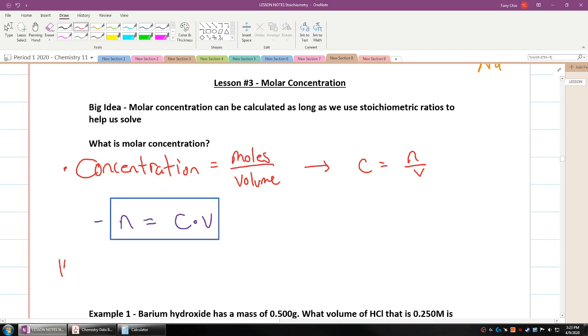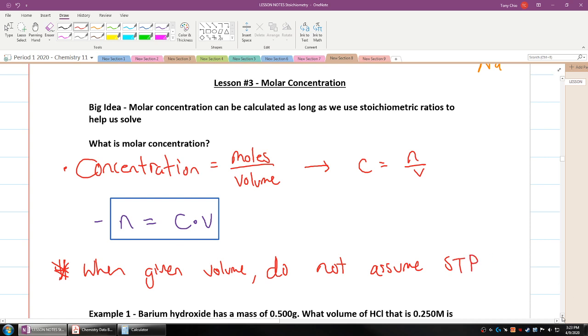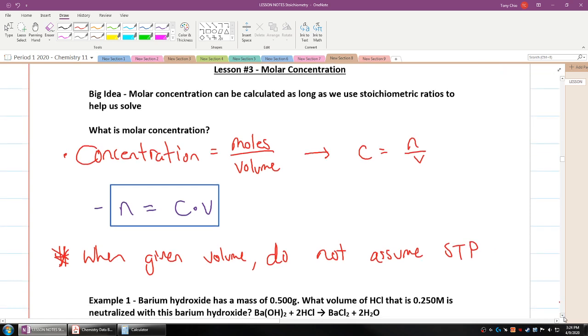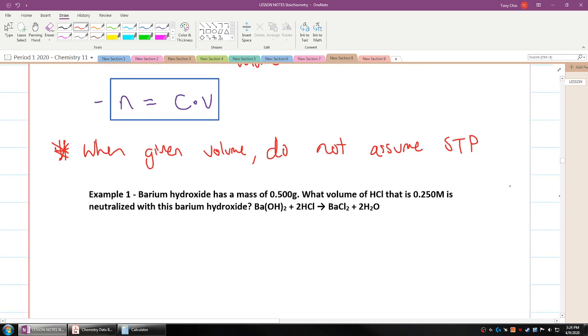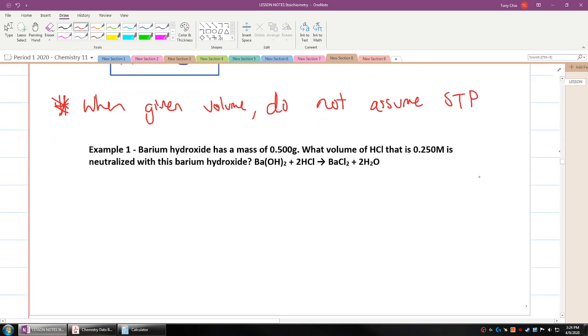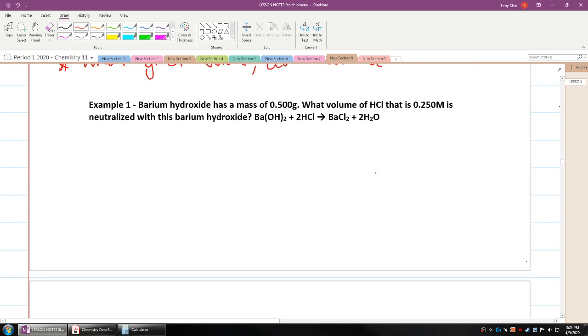Now here's a little note though. When given volume, do not assume STP unless stated otherwise. So in this lesson, we're not going to use STP unless it's stated otherwise, okay? Just like whenever you're dealing with any other previous questions, if STP is not stated, you cannot use STP to help you solve. Alright? So let's try our first example.